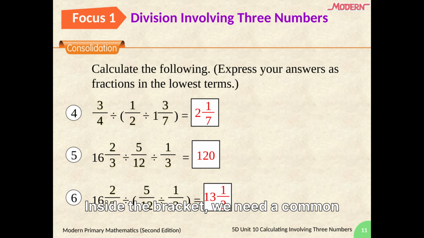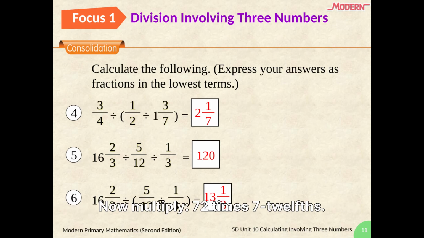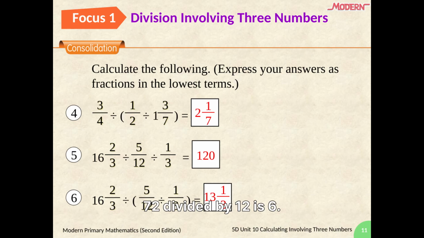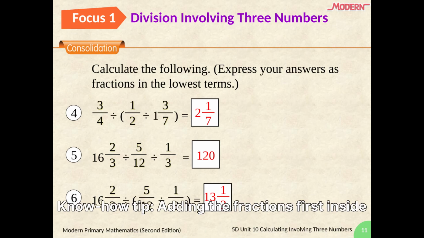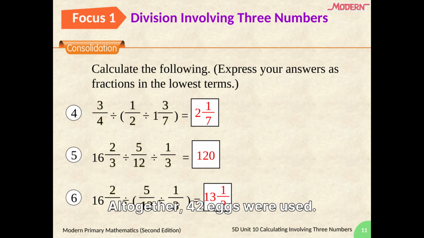Inside the bracket, we need a common denominator of 12. 3/12 plus 4/12 equals 7/12. Now multiply 72 times 7/12. Simplify. 72 divided by 12 is 6. Now just multiply 6 by 7 to get 42 eggs. Know-how tip. Adding the fractions first inside brackets keeps your work clean and professional. Altogether, 42 eggs were used. You're doing a fantastic job with these multi-part problems.